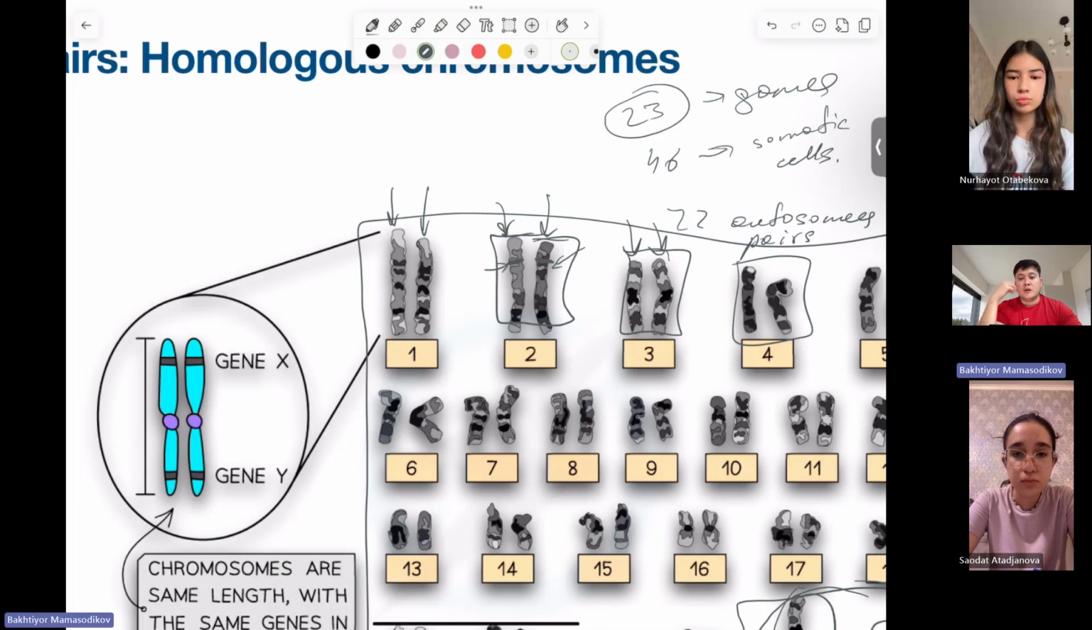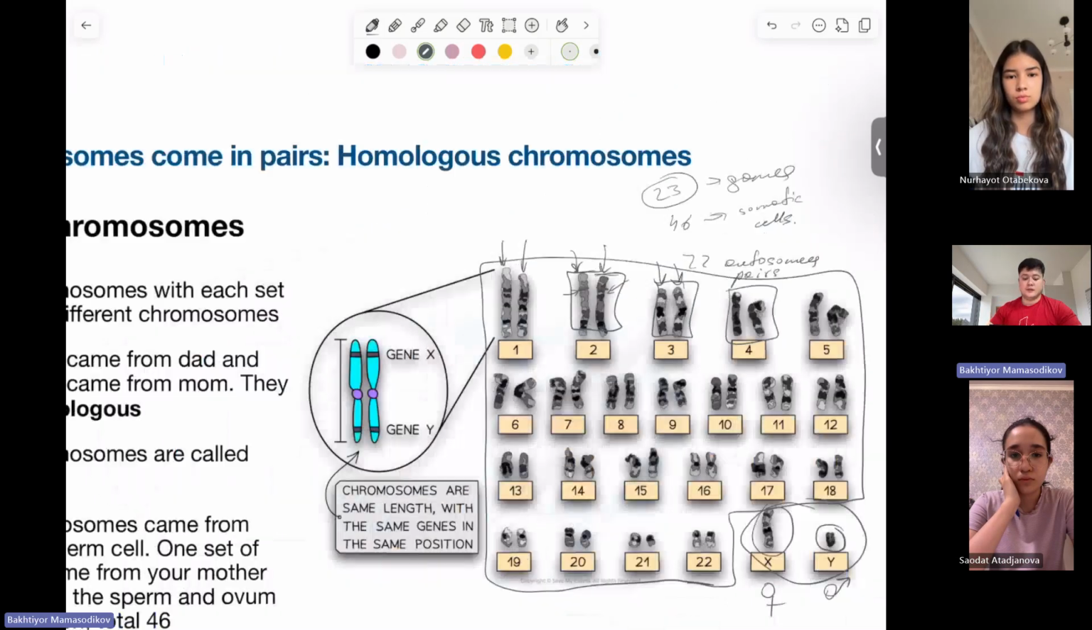Okay, so for each pair in the set of instructions, mom gives you one copy and dad gives you one copy. Mom is going to give you 23 pages, dad is going to give you 23 pages of instructions. So you will have what? At the end, 46 pages. So gene X, gene Y, you know the differences. So any questions regarding this?